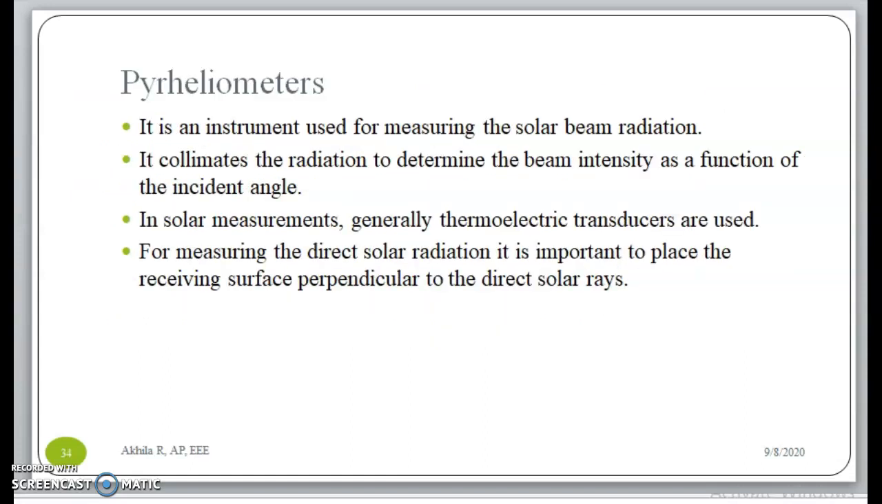The next instrument is the pyrheliometer, and this is used only for measuring the solar beam radiation. It collimates the radiation to determine the beam intensity as a function of the incident angle. Generally thermoelectric transducers are used, and for measuring the direct solar radiation, it is important to place the receiving surface perpendicular to the direct solar rays.